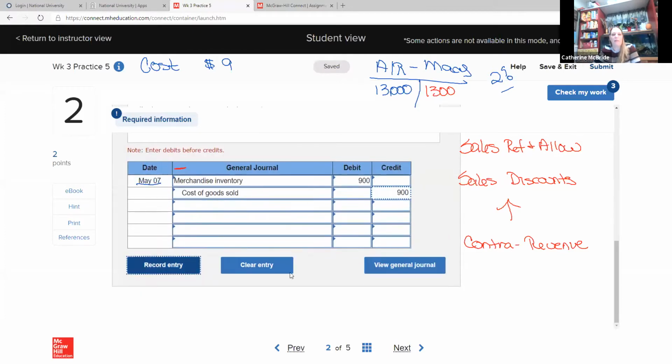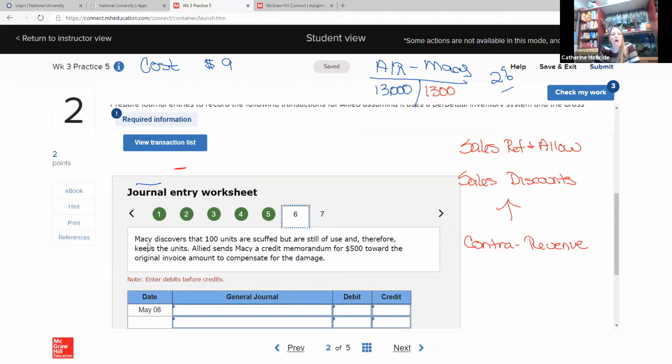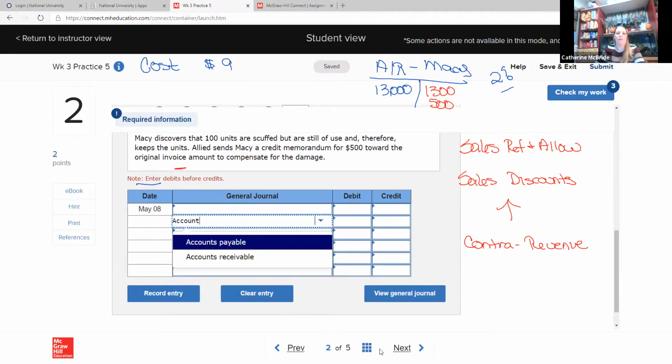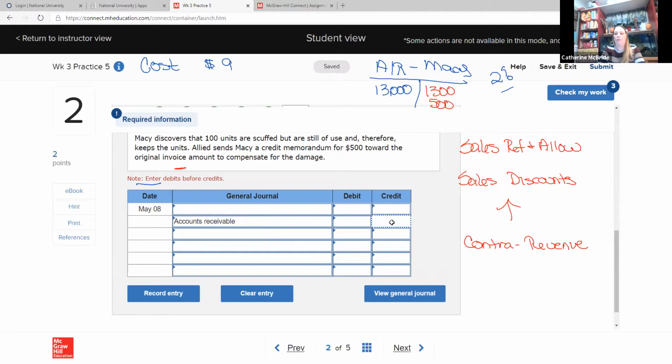Okay, so we did that. Okay, now Macy discovers that 100 units are scuffed, but they still think they can sell them, but they want us to give them a credit. So we're like, okay, we'll give you a $500 credit. That's fine. So the first thing we're going to do is take that $500 off of what they're going to pay us, because they're not going to pay us the $500 if we give them a credit. And then to record it, we're going to reduce our accounts receivable $500.